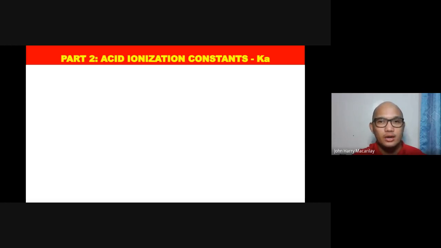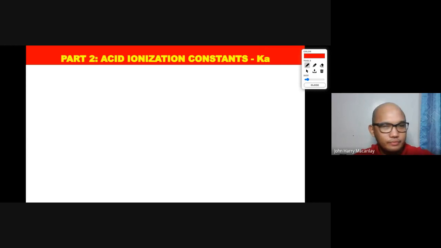So the lower the Ka, the weaker the acid, and the higher the Ka, the stronger the acid. Right? The higher the Ka, the stronger the acid, because of their strong ionization. And then the lower the Ka, the weaker the acid. Right? So let's have a very good example of a weak acid.